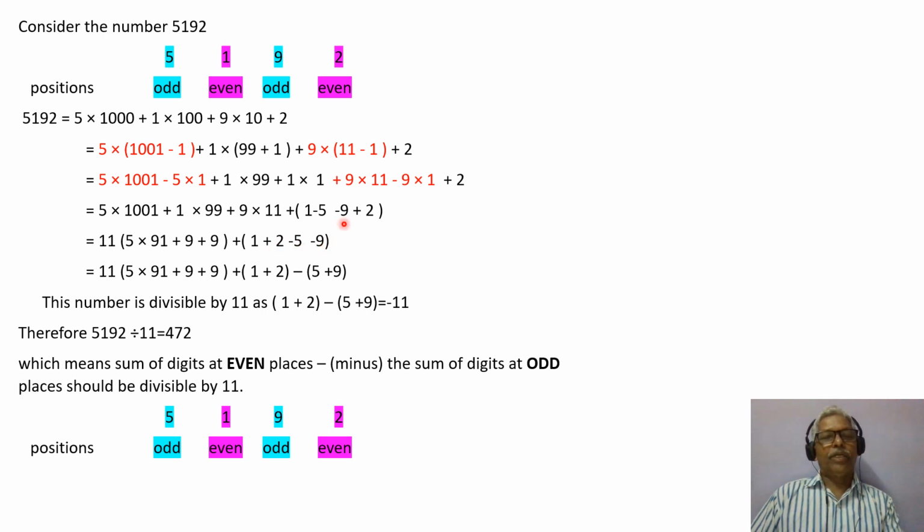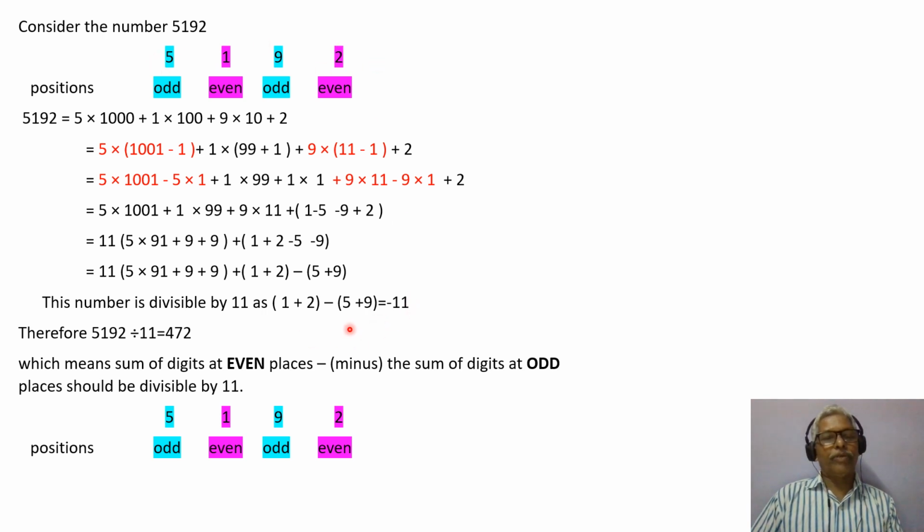I'm just taking them together for some purpose. Now this term is written as it is, plus 1 plus 2, taking the minus sign common from here, and in the bracket writing 5 plus 9. Now if you see, this term is divisible by 11 because it's multiplied by 11. If this term is divisible by 11, then the whole number will be divisible by 11.